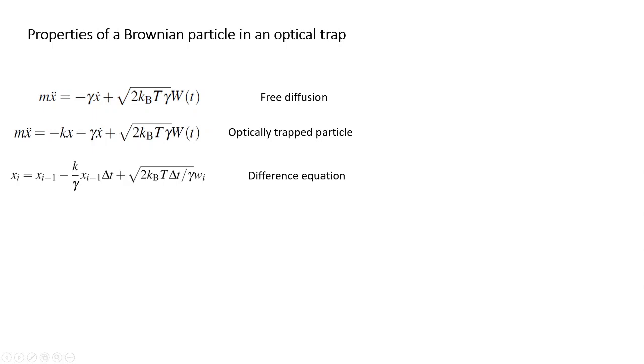Our choice of the time step delta t will very often be quite large for these systems, so we can actually assume that we are going to be in the non-inertial regime and make the viscous approximation like we did before, and the difference equation for an optically trapped Brownian particle will take a form that will be looking like this.